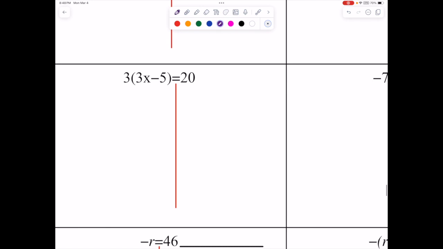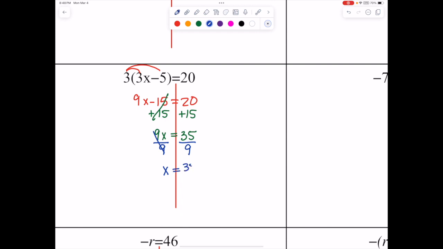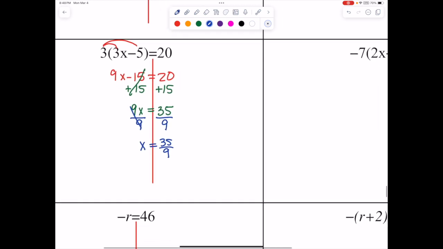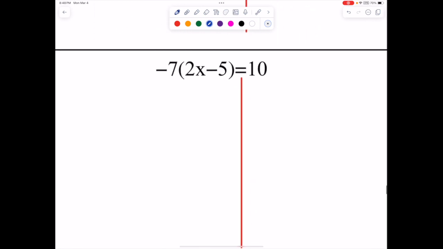Oh, we got some distributing to do anytime we see this with variables. Okay, so we have 9x minus 15 equals 20. Let's go ahead and opposite order of operations. It says take care of this subtraction first. And we're left with 9x equals 20 plus 15 is 35, divided by 9 to isolate the variable. And you're left with x equals 35/9. Okay. All right. Let's go and do your next one here.